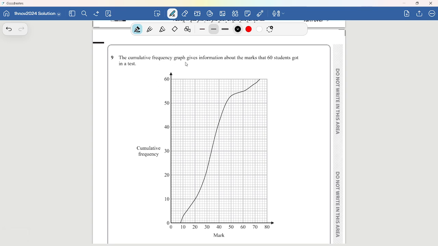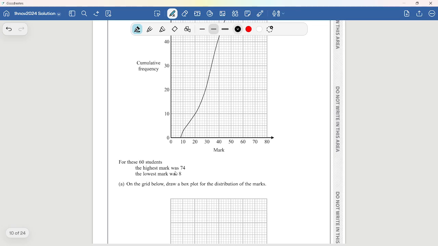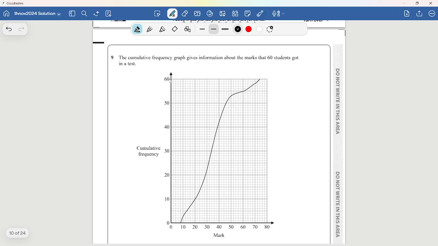The cumulative frequency graph gives information about the marks that 60 students got in a test. We have the cumulative frequency graph here, where the frequencies are represented on the y-axis with the highest frequency as 60, and the marks are given on the x-axis. For 60 students, the highest mark was 74 and the lowest was 8. The highest mark is shown on the x-axis here, and the lowest mark is from where the graph begins, at 8.